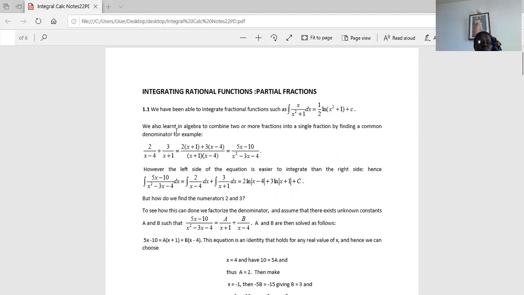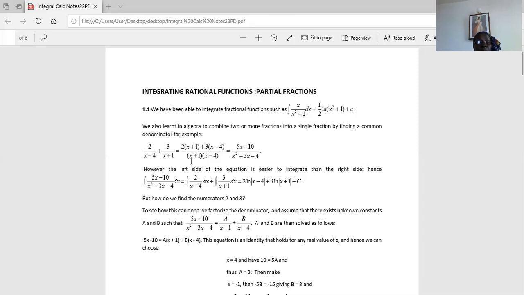We also learned that we can combine two fractions, or have one function that can be subdivided into two or more fractions. For example, if we have the fraction 5x minus 10 over x squared minus 3x minus 4, this fraction is the same as the two fractions at the beginning, which are 2 over x minus 4 plus 3 over x plus 1.